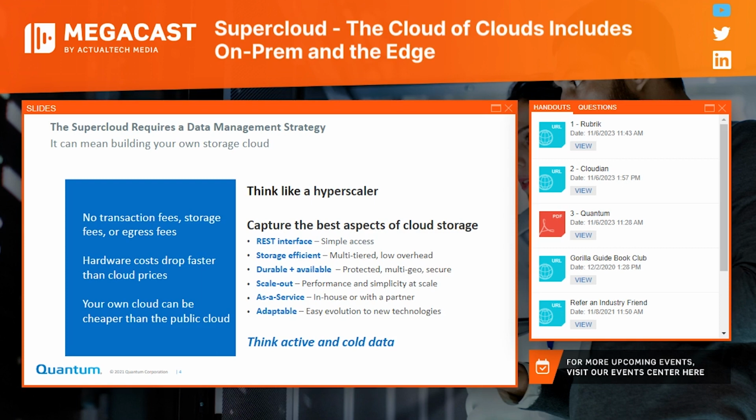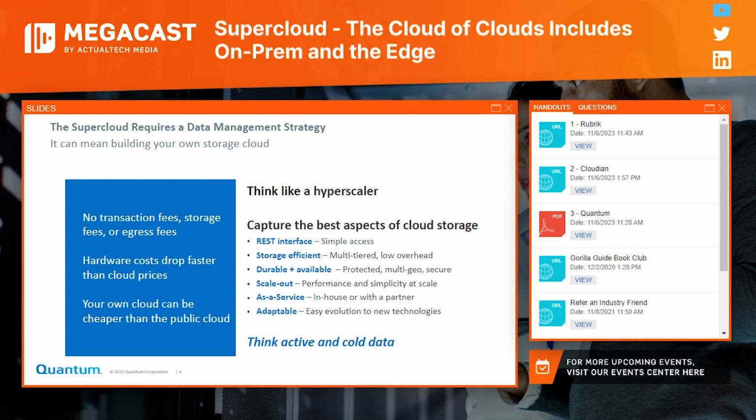And the benefits of this is that you reduce transaction fees and storage fees and egress fees that are natural to cloud infrastructures today. You also get to benefit from the drop in hardware costs over time that are not as aggressive as they were in the early years of cloud infrastructure, in being able to benefit from lower and lower costs over time in cloud infrastructures.